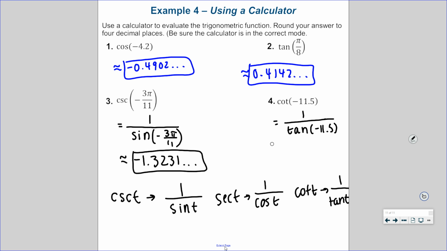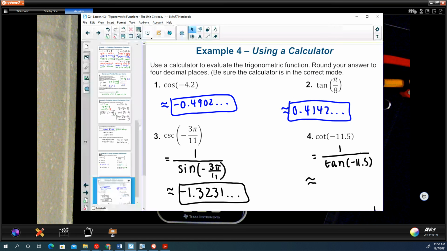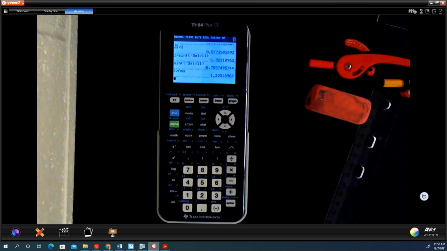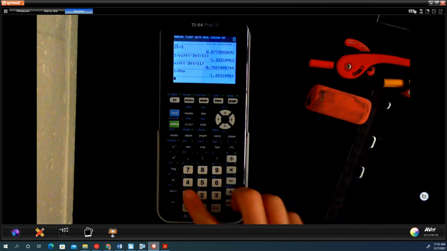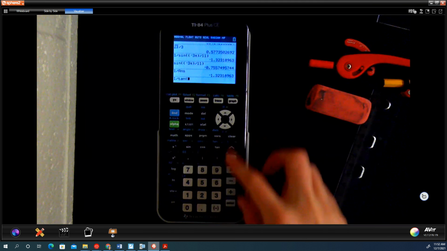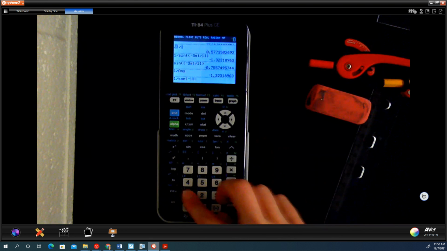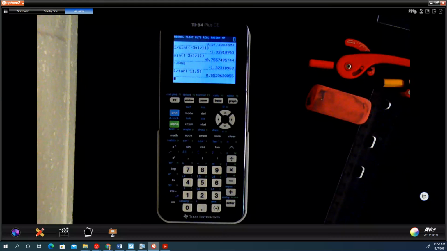Oops. Last year I had one of my algebra students take a whole test in degree mode instead of radian mode. Not good. All right, let's try this one quick. 1 over tangent of negative 11.5. Should get that.